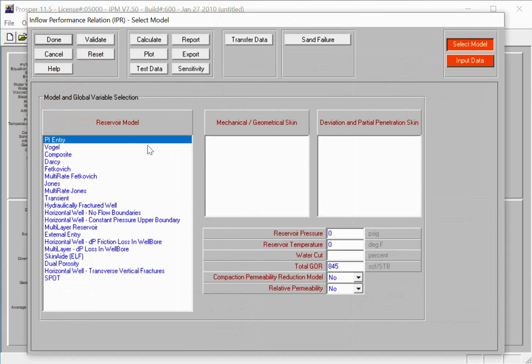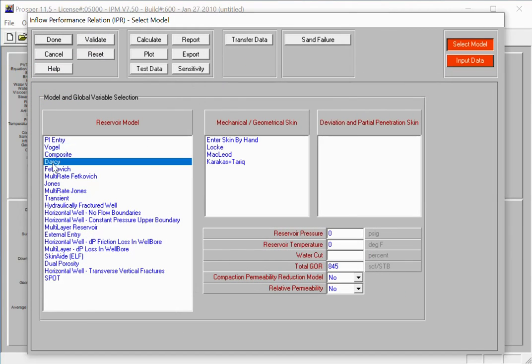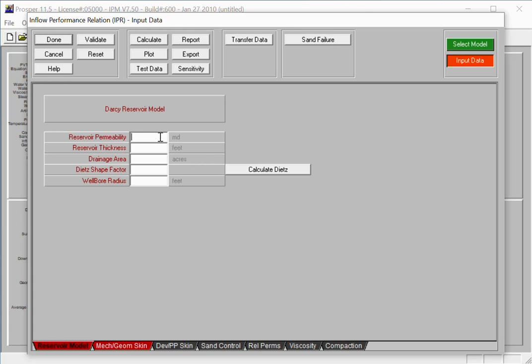So let's quickly use Darcy for this, and then our reservoir pressure, initially what we have is about 2790. Temperature we know is 185. Our water cut is at 0 at the moment. So we'll look at permeability. We have 800 millidarcy, and the reservoir thickness is 800. Drainage area is about 340 acres.